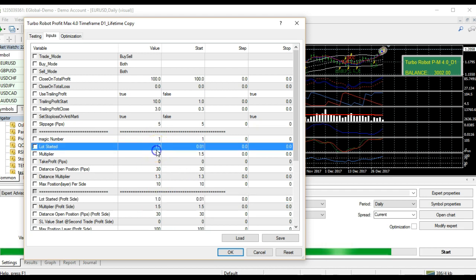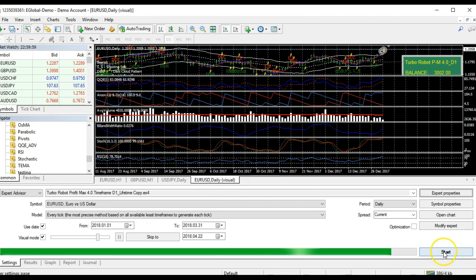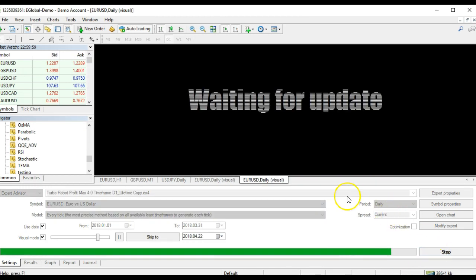The reason why I'm putting this here is because I want you to understand that if you put in this lot start, you have to change the other setting as well, because we're going to use the trailing profit. All right, so I will close that, okay. And then I will start.